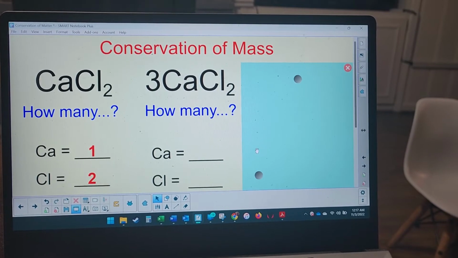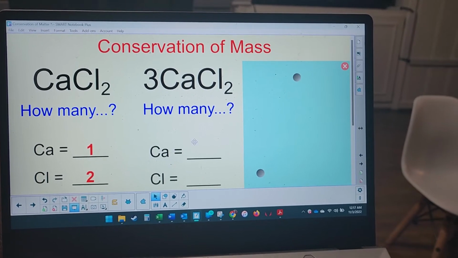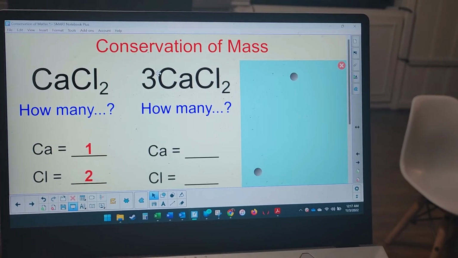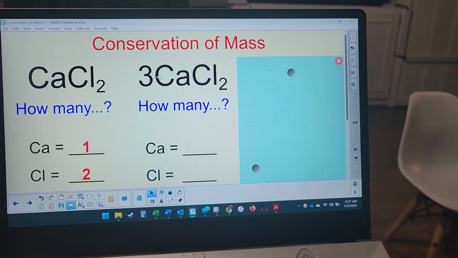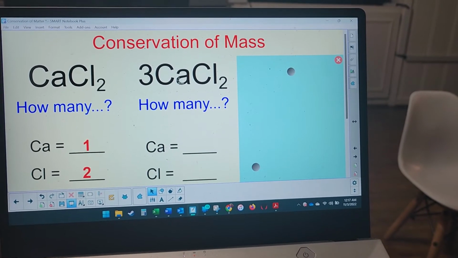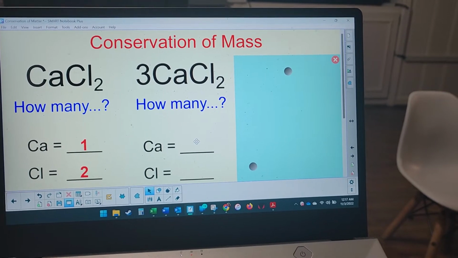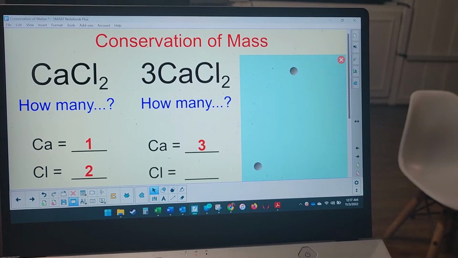What if we have a coefficient of 3 in front? My question for you is how many now? So if you can tell me this, you'll be in good shape. So 3CaCl2, right? How many calciums over here in this one specifically? Hopefully you're guessing 3, because it says 3CaCl2.